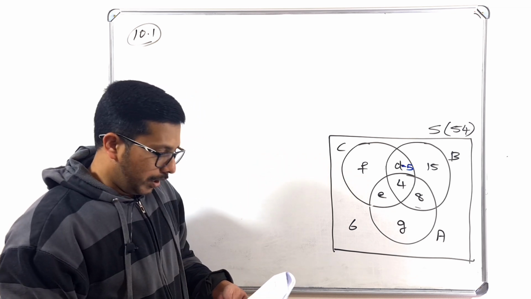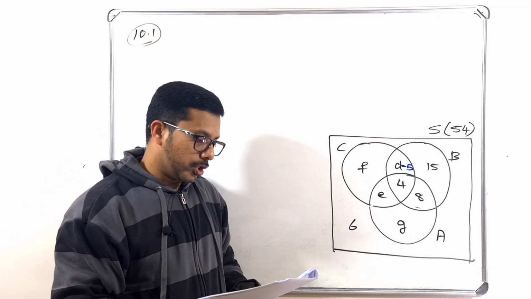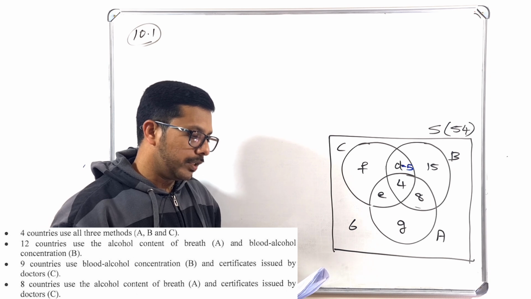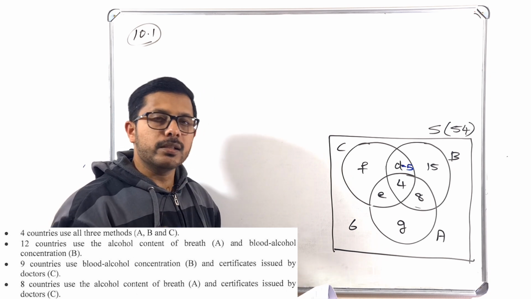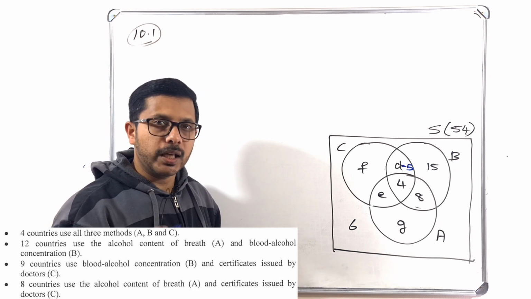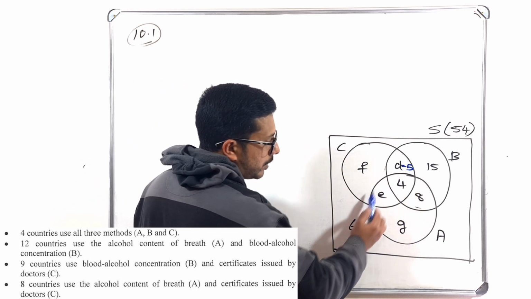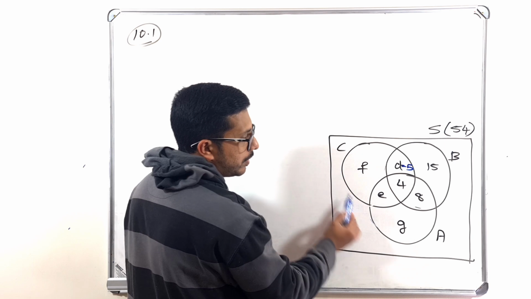Now look at the next bullet. 8 countries use the alcohol content of A and C. A and C common, how many countries? 8 countries. Which one is A circle? This is A circle and this one is C circle.